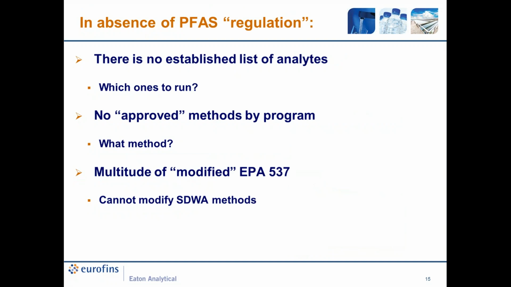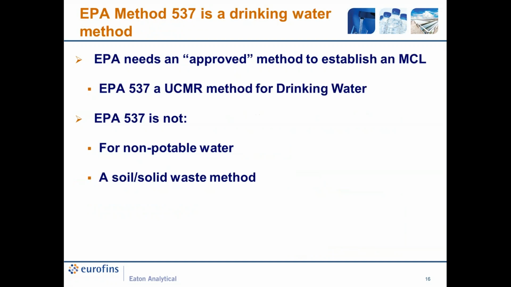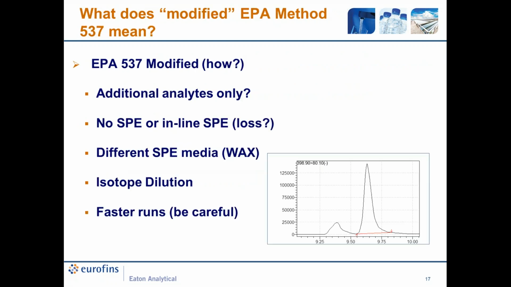In the absence of regulation or a set list, methods are being modified, but when methods are modified, you really don't know how or if the data can be compared. We know that EPA is working on a new method 537. Will that method be approved with an MCL established, or will labs continue to modify method 537? If drinking water methods by definition cannot be modified, what does modified method 537 even mean?